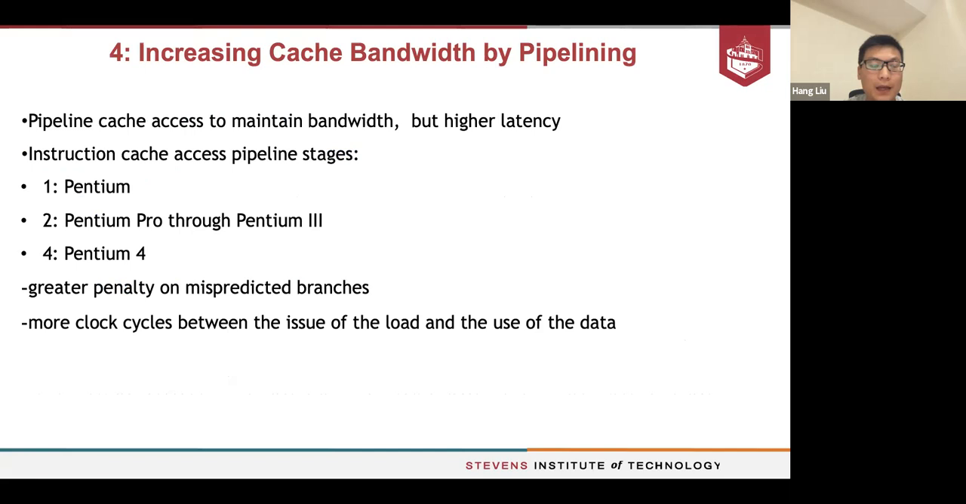Increasing cache bandwidth by pipeline. I think this is relatively straightforward. Basically, we can pipeline the cache access to maintain the bandwidth, probably at a higher latency, but the cache is always fully utilized, right? The instruction cache access is pipelined in stages, like we have in Pentium Pro through Pentium 3, and then Pentium 4. Greater penalty on mispredicted branches. And also we're going to have more clock cycles between the issue of the load and the use of the data because of the pipeline.